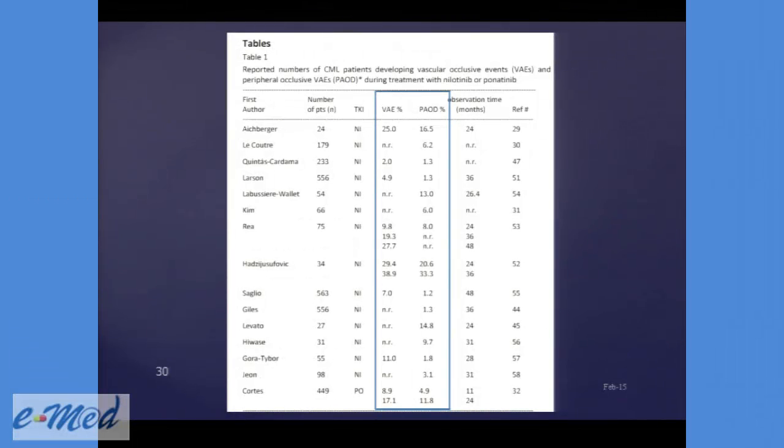In this slide, you can see a summary of the leading studies reporting on the occurrence of vascular occlusive events and peripheral arterial occlusive disease, mainly during treatment with nilotinib. You can see that the follow-up period was long and that the range of prevalence of these adverse events among different studies was quite wide.